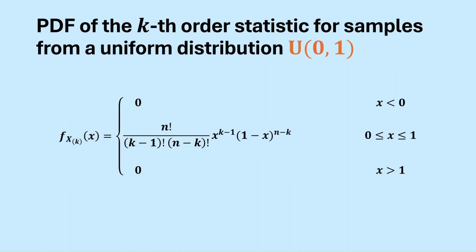Let's take a closer look at a particular case. Consider a equal to 0 and b equal to 1. That is, we sample from a uniform distribution of parameters 0 and 1. The specific PDF is the one you see here. We are going to see that this case has a close connection with the beta distribution.